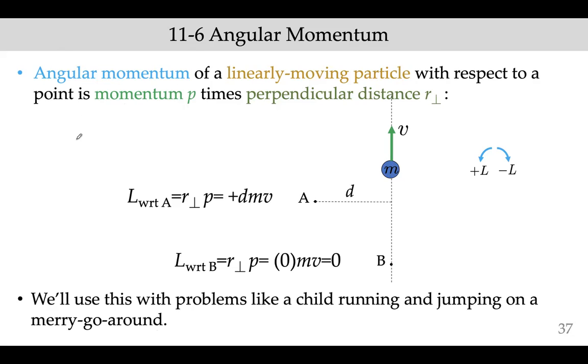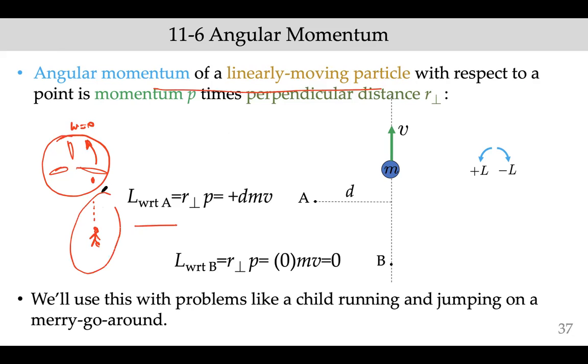So let's say you have a merry-go-round, which can rotate, so the kids can go on it. We will have a child, and that child will run and then hop on it. Initially, let's say this is stationary, and because the child runs and jumps on it, it will start rotating in this direction. So this is kind of like an angular collision. To be able to solve these questions, we need this definition of angular momentum of a linearly moving particle. In this case, the linearly moving particle is the child.